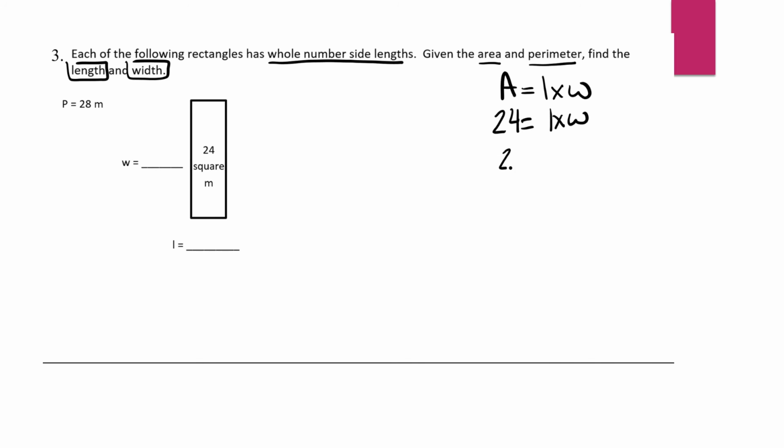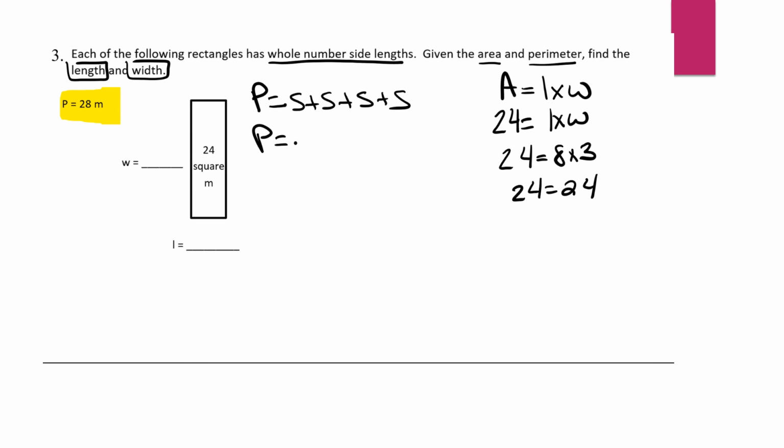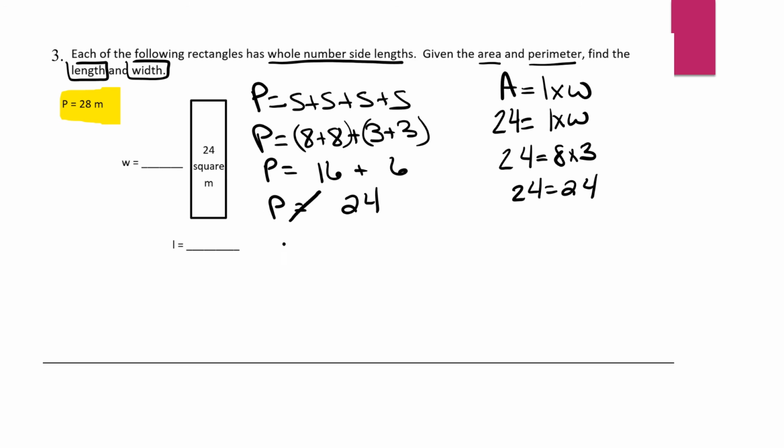So for this problem, I'll do 8 times 3, and I know that equals 24. But it also says the perimeter needs to be 28. So let's check and make sure 8 and 3 work. P equals S plus S plus S plus S. P equals, and I said 8 and 3. And if I add those two together, I have 16 plus 6, which equals 24. That does not work because our perimeter should be 28. So I need to try again.